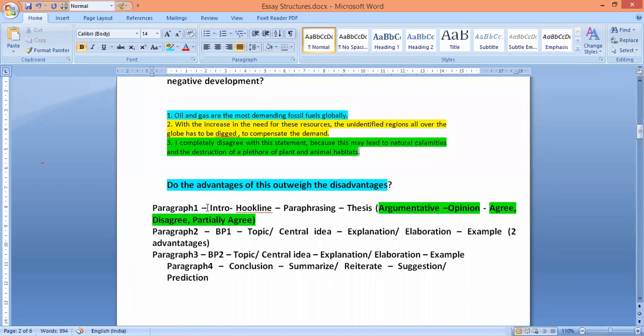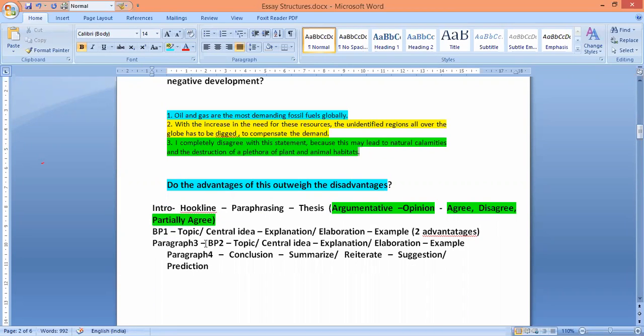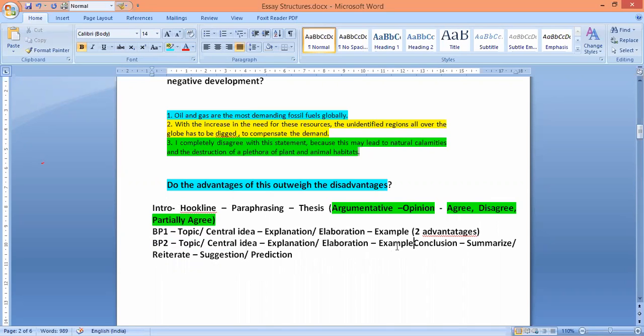In BP2, let's remove this because we are here about paragraphing. And in BP2, how many disadvantages? If you agree that advantages outweigh disadvantages, so if you write two advantages in BP1, how many disadvantages should you write in BP2? One. Good.